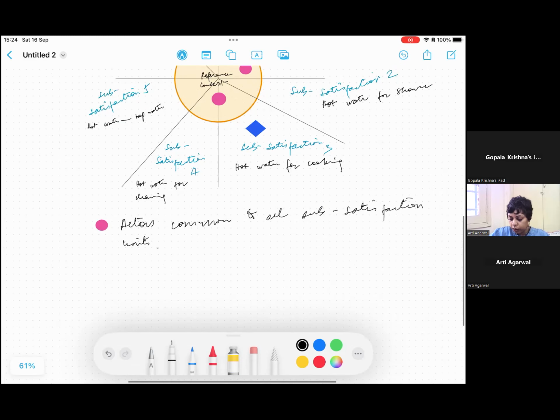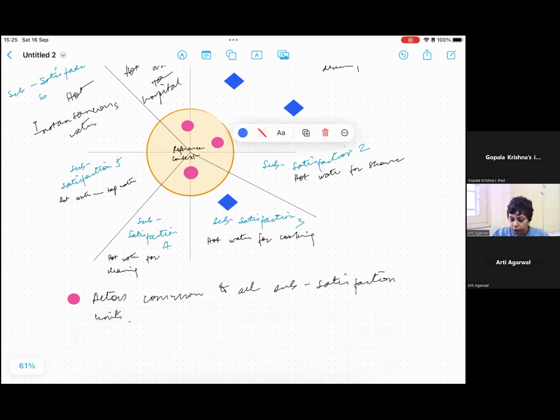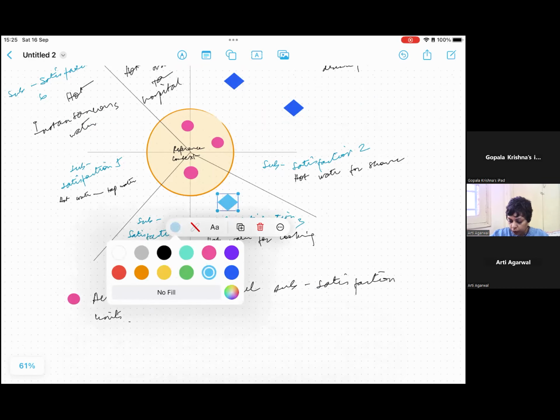These are the actors. I'm not naming them here because I don't have space, and also my handwriting is not that beautiful. So I've just put it as pink circles, but I think you understand what it means. So these are the actors who are common to all of the use cases, sorry, all of the satisfaction units we can think of. And then there are certain specific ones who will be involved in one, but maybe not the other. So we can color them differently.